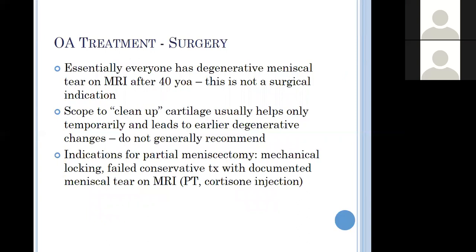So the scopes to clean up the cartilage actually increase and speed up the rate of arthritis. When you're scraping and taking out little pieces of meniscus, that's going to stimulate new bone growth, and that's going to make the arthritis worse in the long term. Usually people get 6 months to a year to 2 years at most after they have a scope when they're middle-aged. So in general, we don't recommend it, and studies don't really support it.